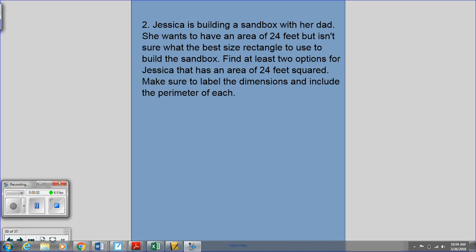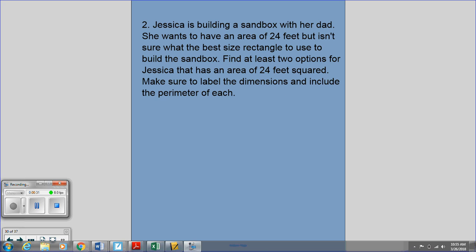Alright, let's look at number 2. First thing we need to do, word problem, we gotta read it. Jessica is building a sandbox with her dad. She wants to have an area of 24 feet, but isn't sure what the best size rectangle to use to build the sandbox. Find at least 2 options for Jessica that has an area of 24 feet squared. Make sure to label the dimensions and include the perimeter of each.